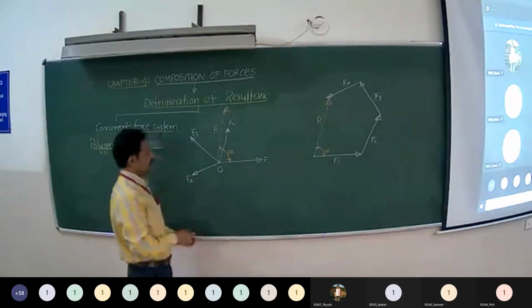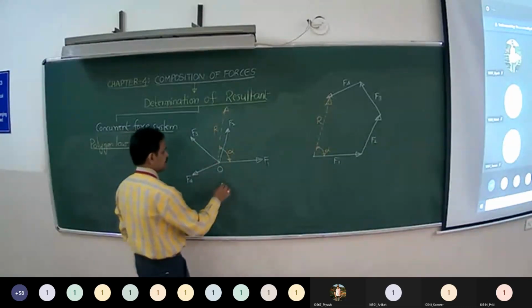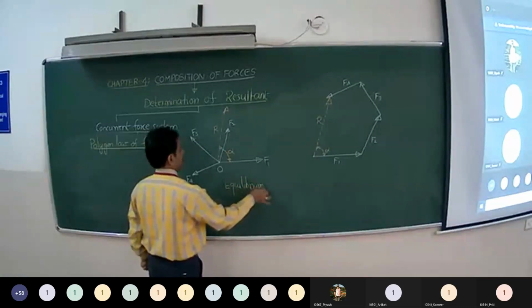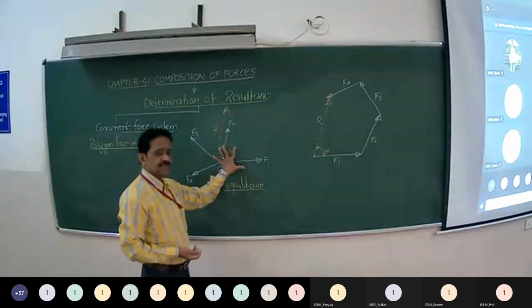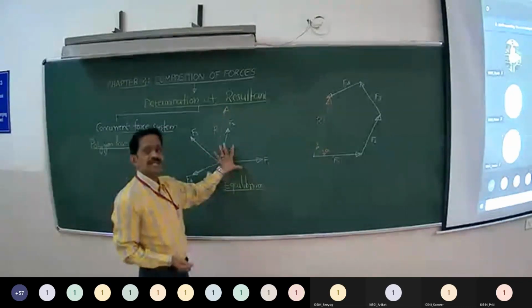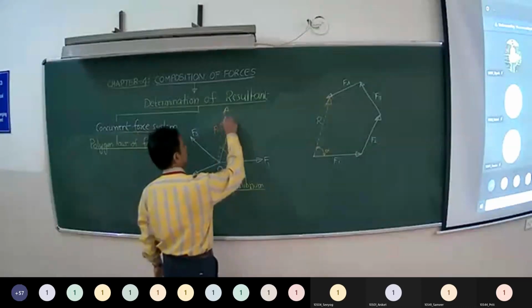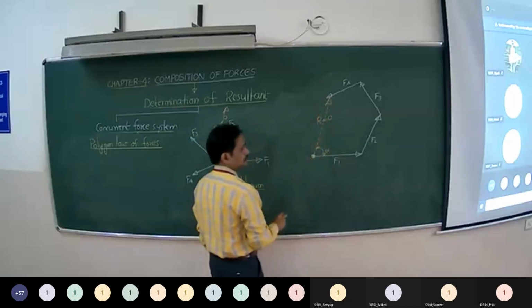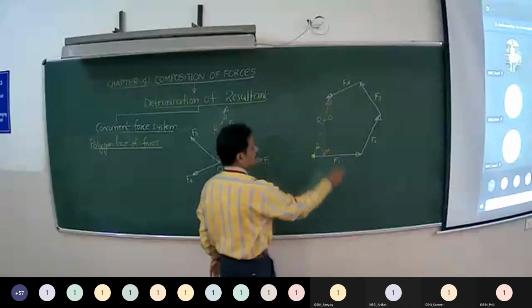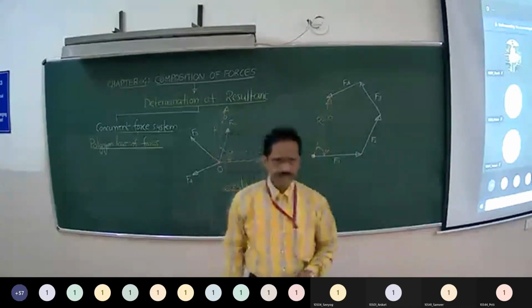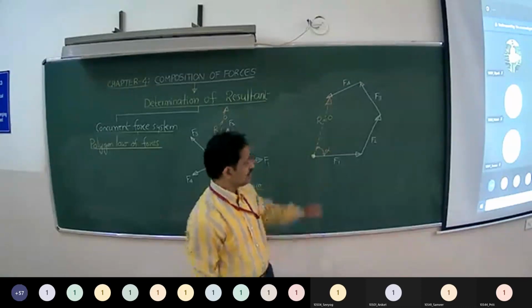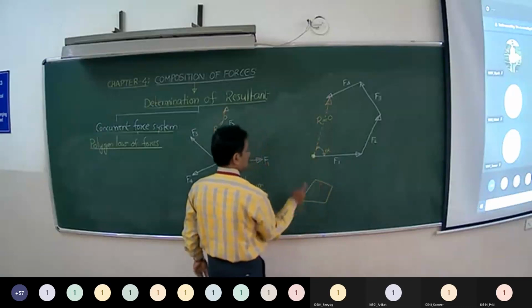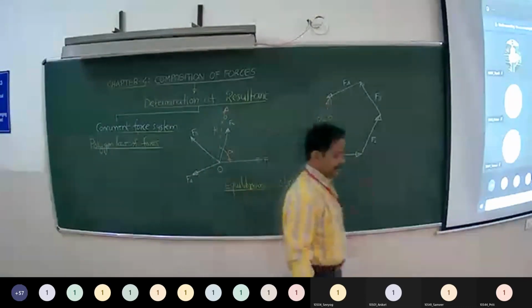Suppose the given system is in equilibrium. If the given system is in equilibrium, then you can say that the resultant is 0. Which means that the starting point of the polygon and the end point of the polygon must be the same. Is it clear? So when the system is in equilibrium, you will get a closed polygon. So there is no open polygon.